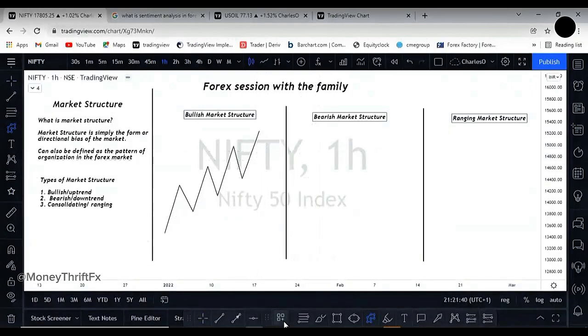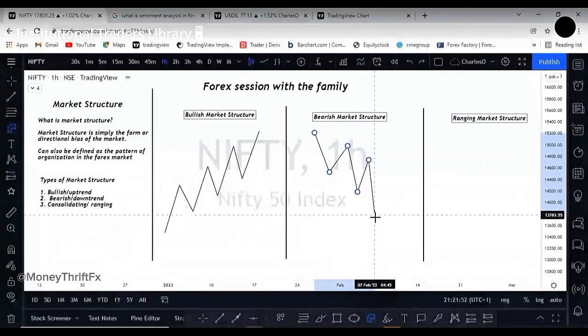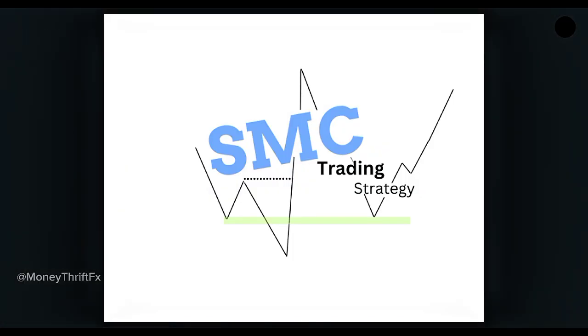What is the directional bias of the market? Market is doing what? Buying, going up, right? So the market is bullish. Then for the bearish market structure, you want to see the market coming down. This is the organized pattern through which the market is going to come down.